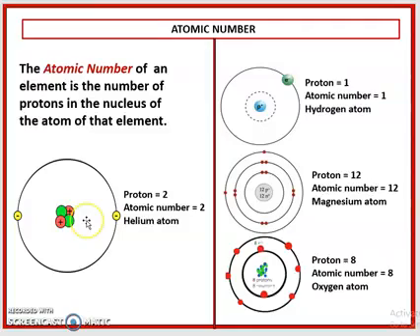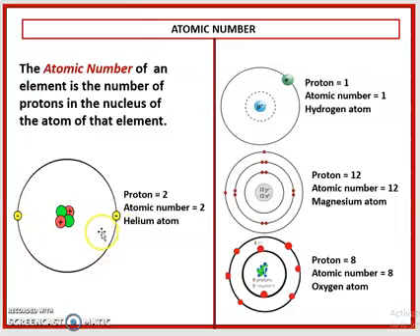Look at this. This has atomic number 2 because the number of protons is 2. And in a normal atom, the number of protons is equivalent to the number of electrons. So because this has 2 protons, this will also have 2 electrons. That is why this is neutral. It is not charged. Okay? That is why this is a neutral atom.